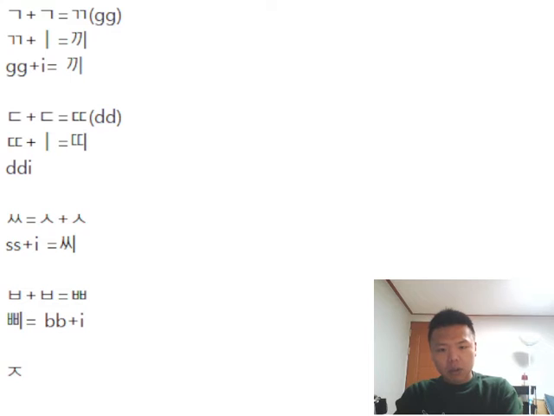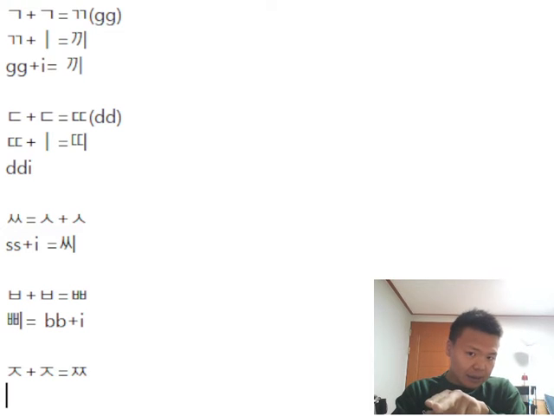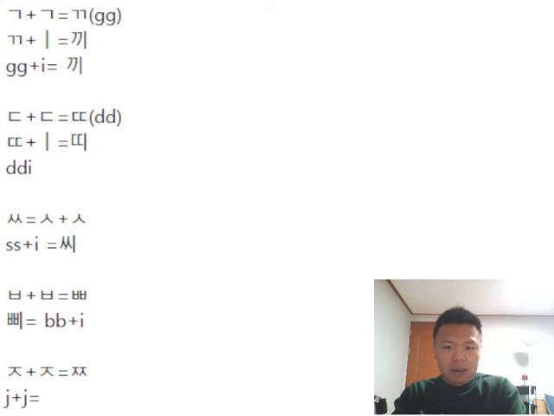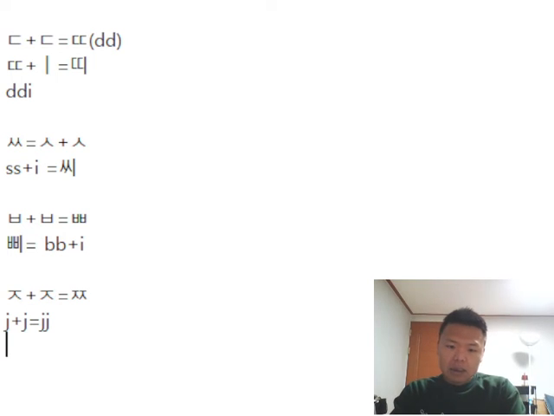There is one more consonant. This is the last consonant. I told you 지읒 has a J pronunciation. So this is the same. 지읒 plus 지읒, J plus J, JJ. So 쌍지읒 plus 이 equals 찌.